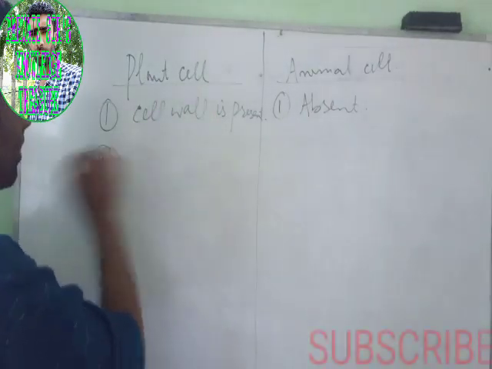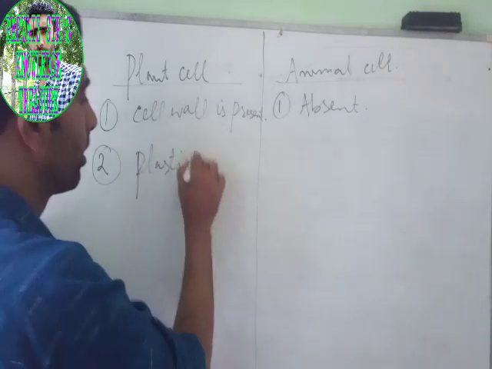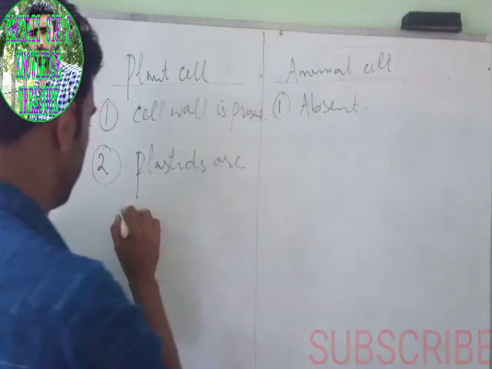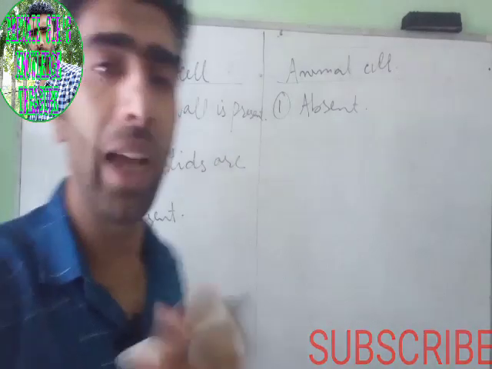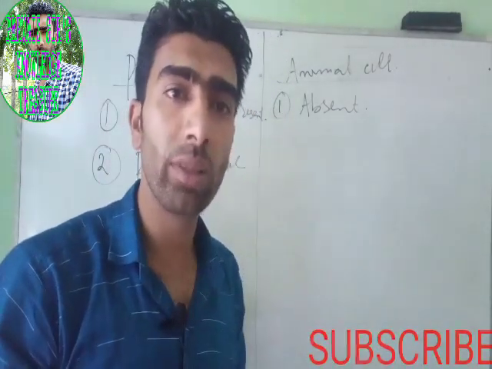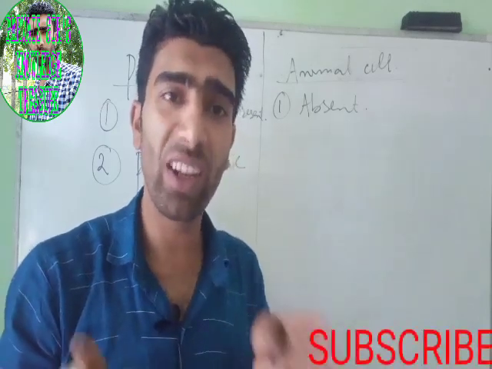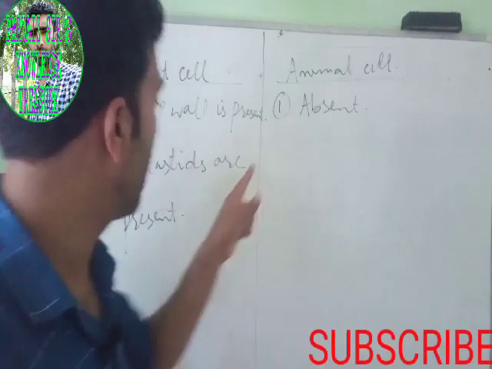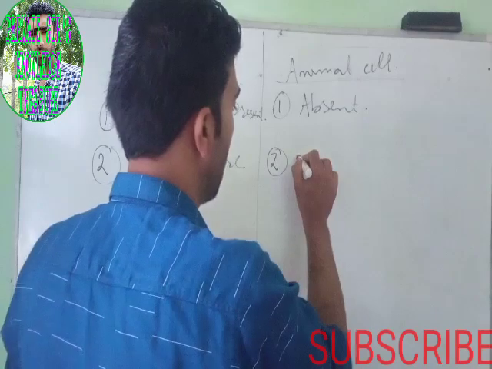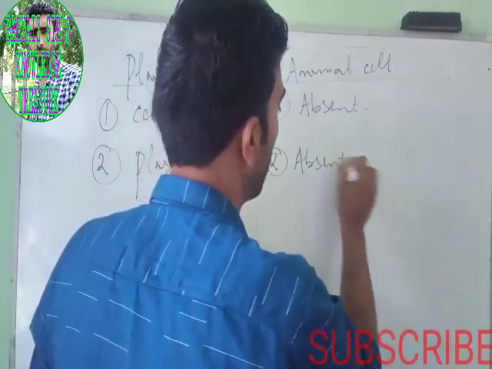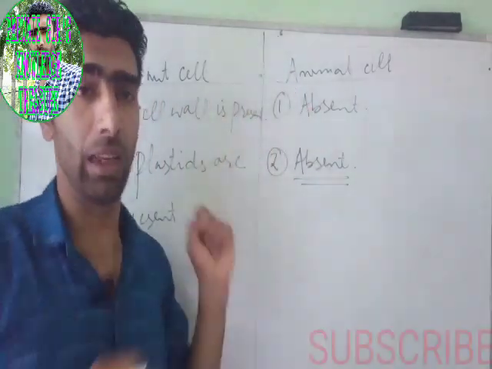Number second is plastids. Plastids are present in plant cell. Plastids like chromoplasts, elaioplasts, amyloplasts perform different functions in plant cell, but they are absent in case of animal cell.